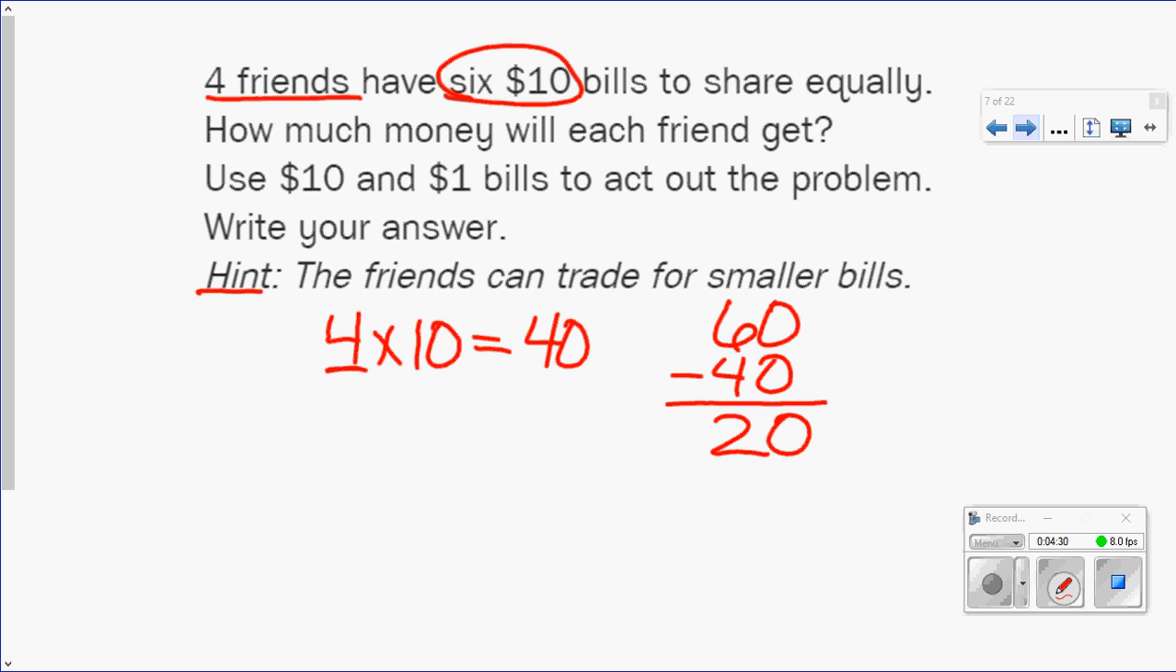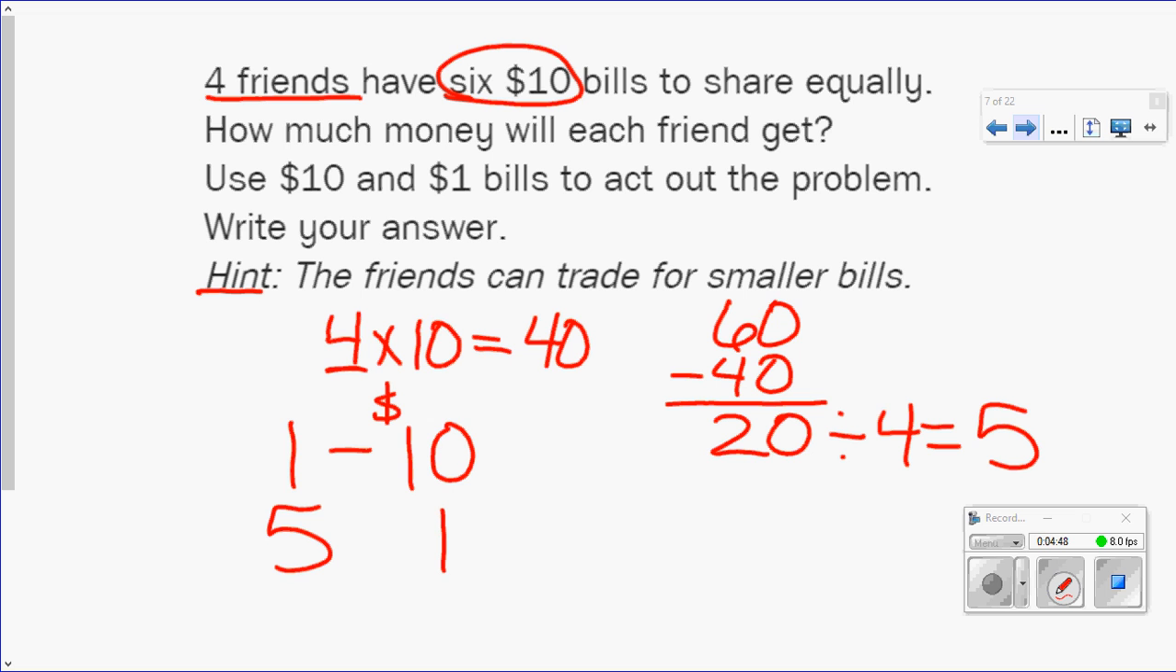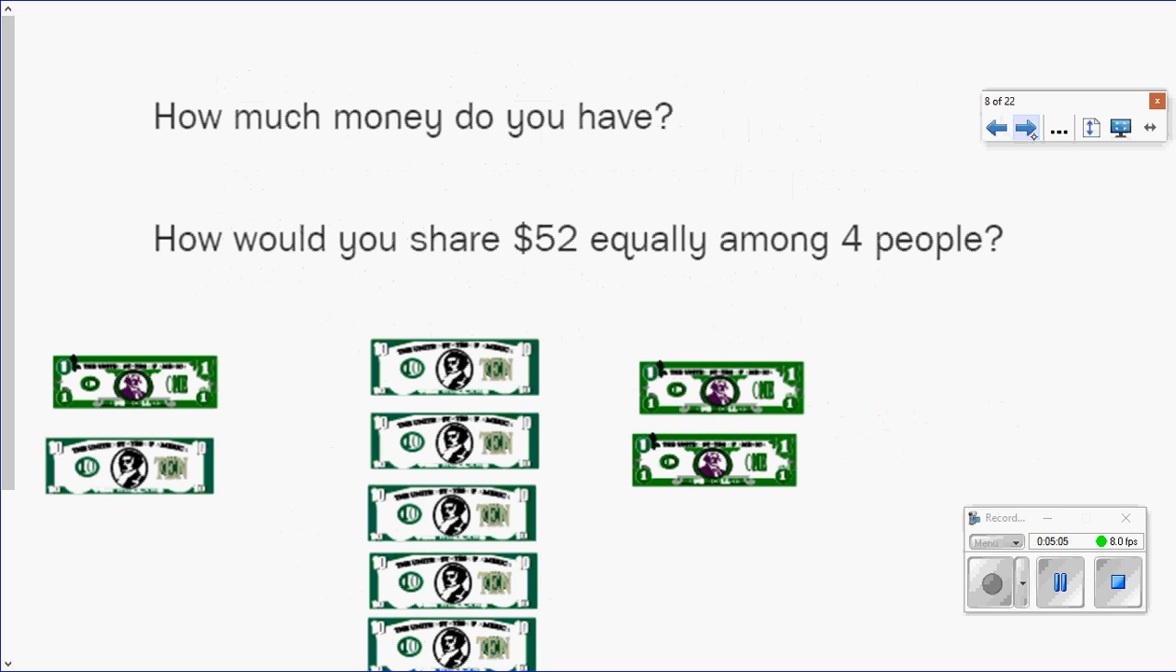Okay, so if I think about that, 20 divided by 4, and that's a pretty easy one, so it would be 5. So each person would get 1 $10 bill, and they would get 5 $1 bills for a total of $15. Okay, good job. Use whatever strategy it is that helps you figure this out. And you can always draw a picture if you don't have money around to use for this problem.